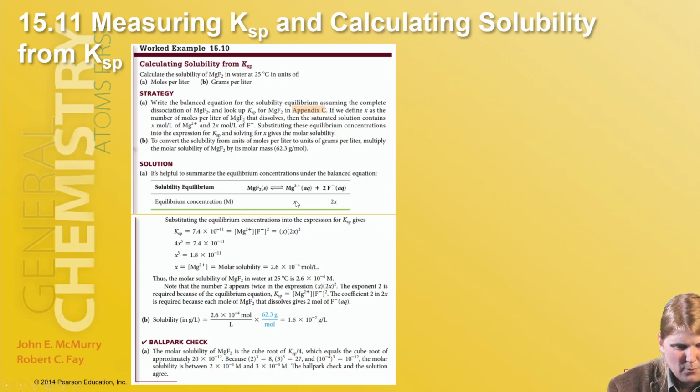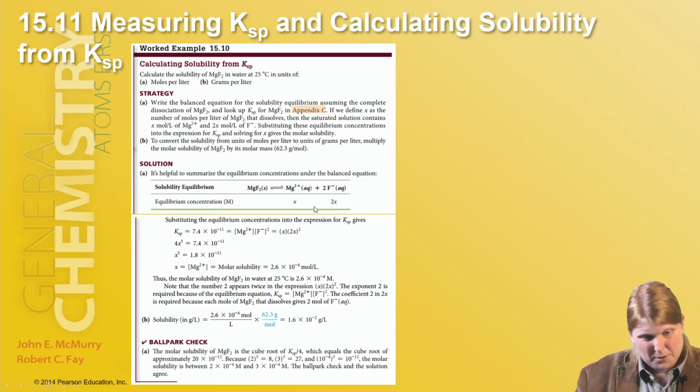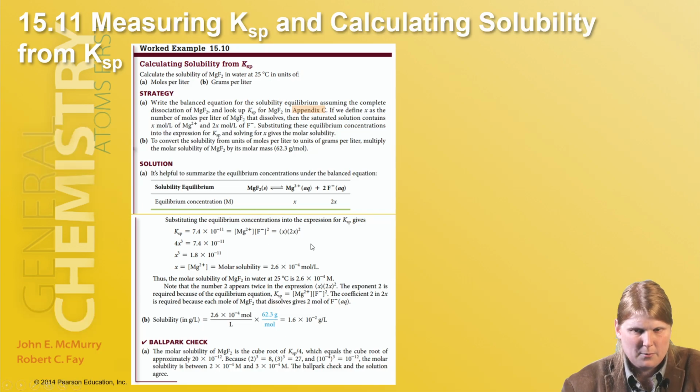So the solubility will be the concentration of whatever something is to the first power. If there was a 2 here as well, then that would also get a 2, and X would still work the same way. If this was a 3 in front of the magnesium, there'd be a 3 in here, and this would have to be cubed, and it would work the same way. Just keep that in mind.